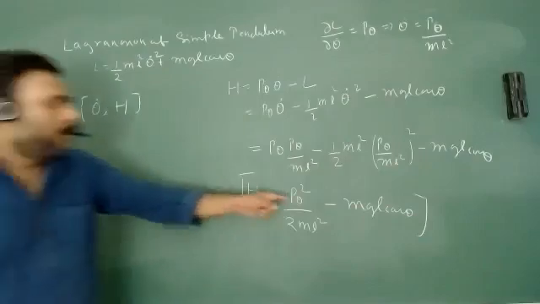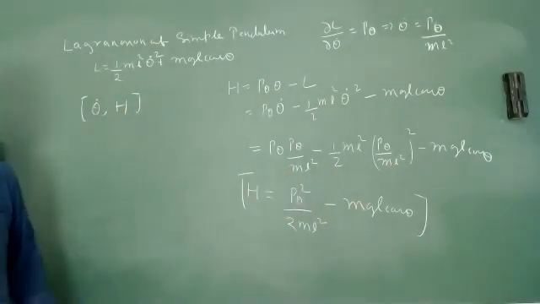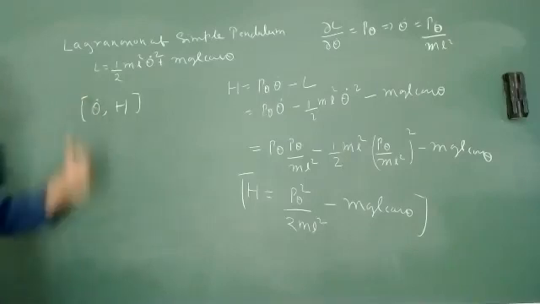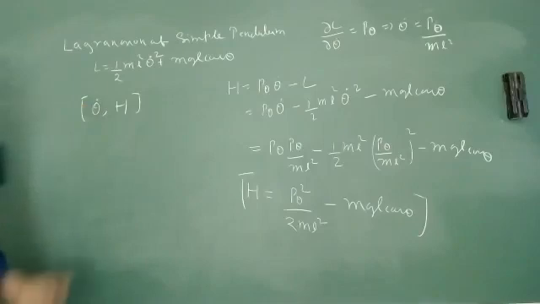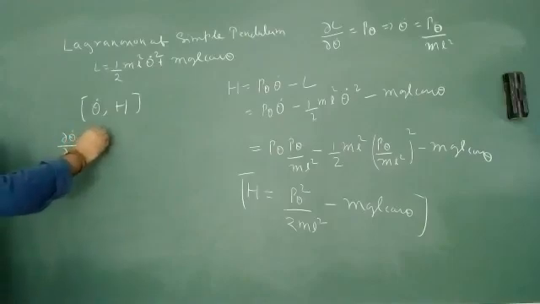Now this Hamiltonian is written in terms of theta and P theta, so there is not any problem. But here is theta dot. What do I have to do with this theta dot? How will you go about this? You have to go for del theta dot upon del theta and del H upon del P theta.